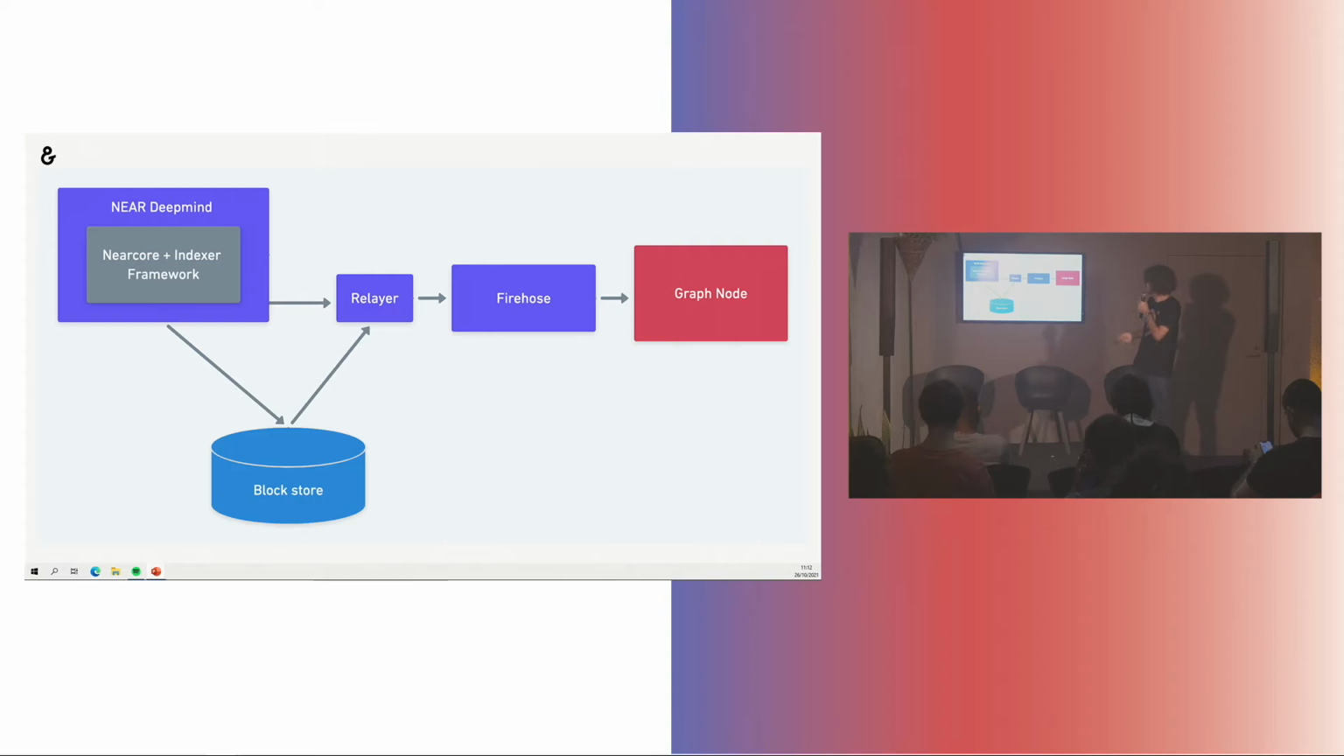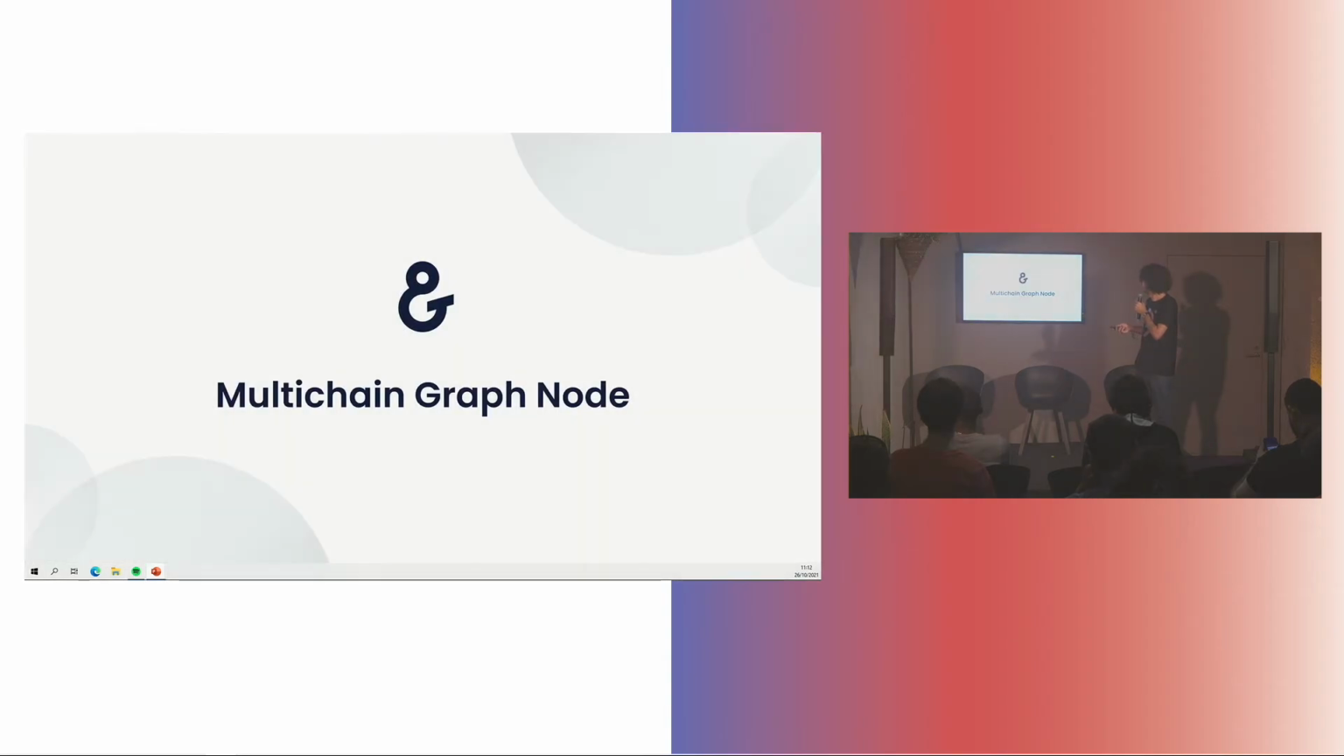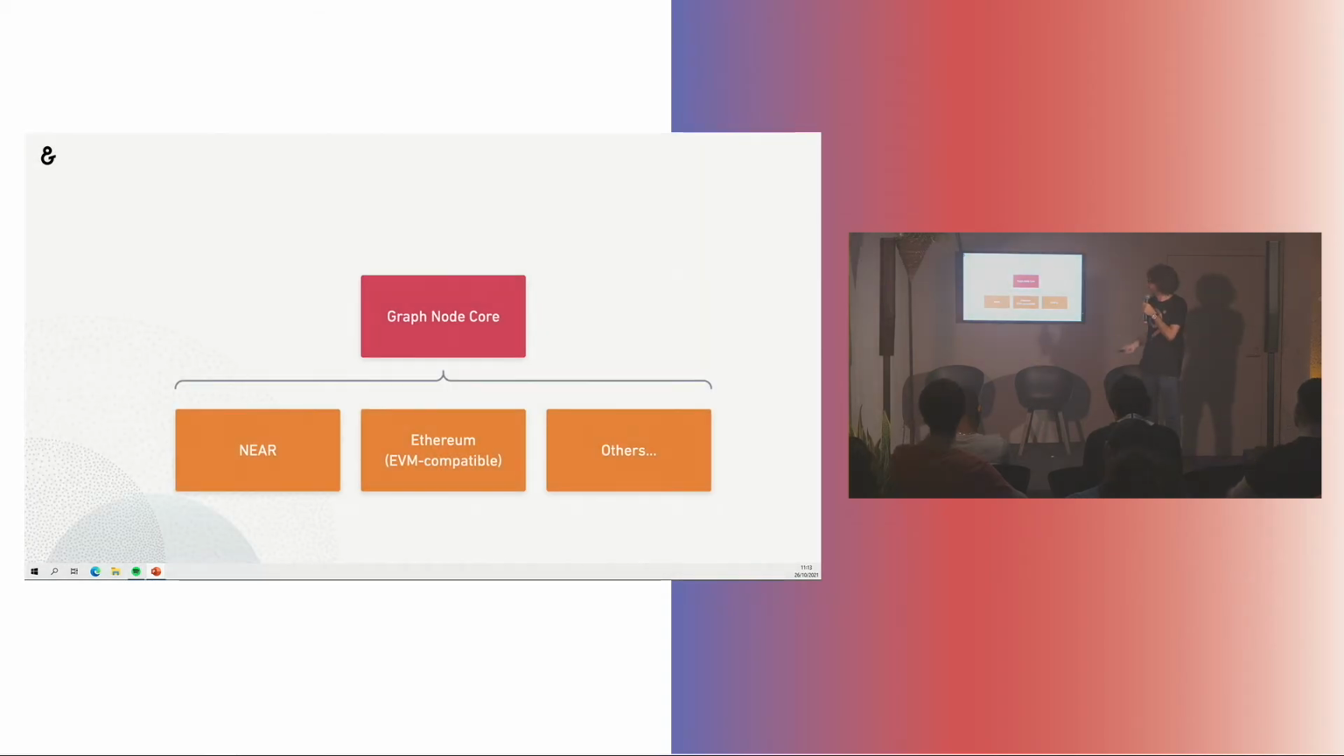And now I'm going to dive a bit into Graph Node, which is a bit more of my personal expertise. So how does Graph Node become multi-chain? So far The Graph was only Ethereum and EVM compatible networks. We had Ethereum written all over that code base. So how did we change things so that now it can be compatible with just about any blockchain in principle? And now Near is the first example of that.